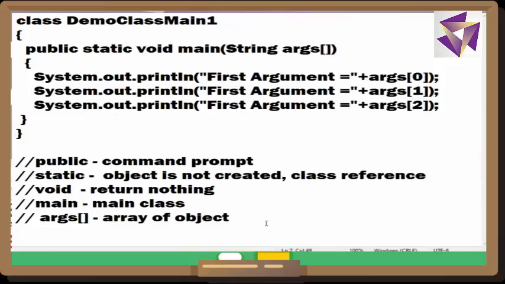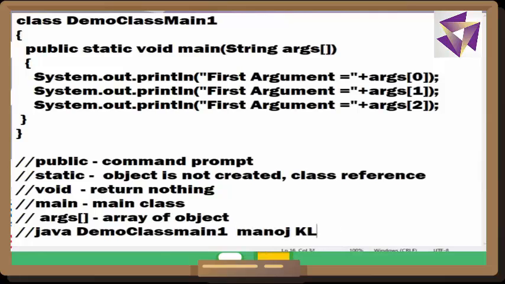Fine. Now see what I have to do. Now while compiling the program, the compilation will be exactly same. But while executing, I'll write Java. My file name is demo class main1. After space, I'll just write Manoj, Kavedia, YouTube. I'm writing these 3 strings.